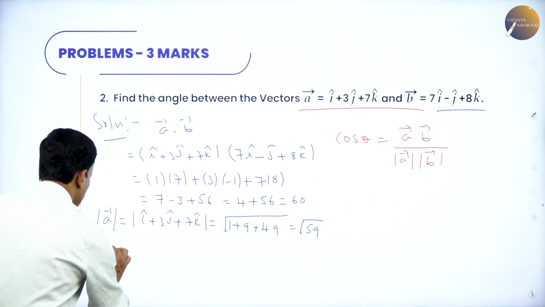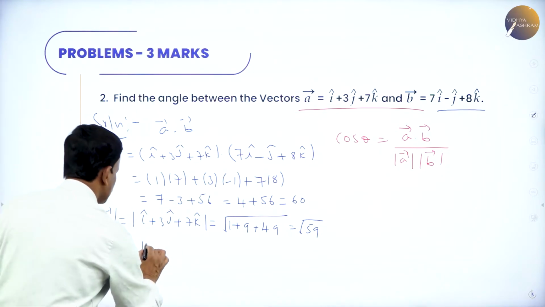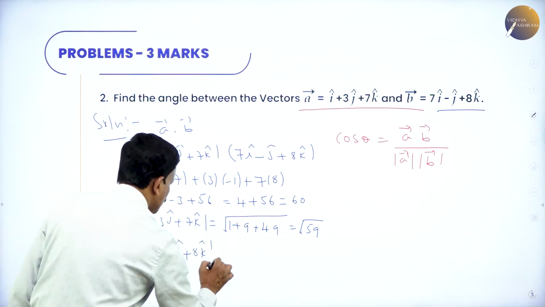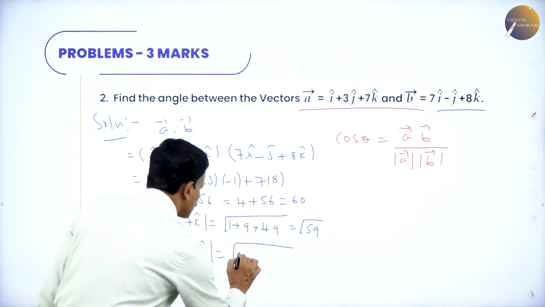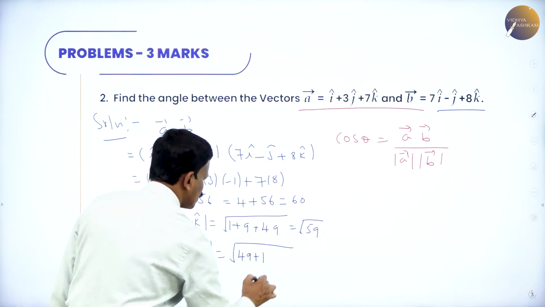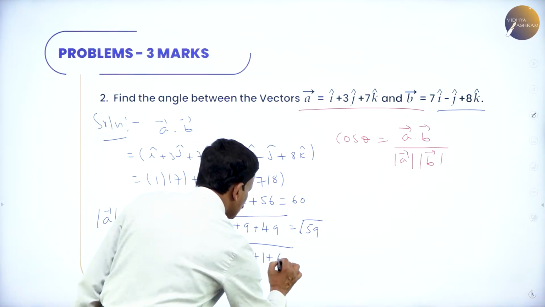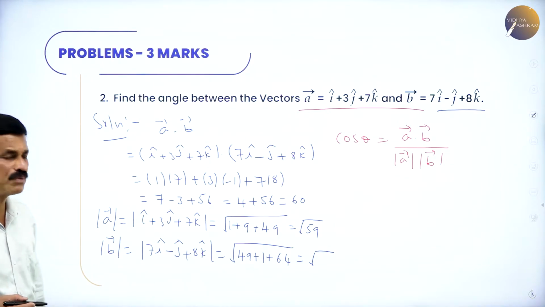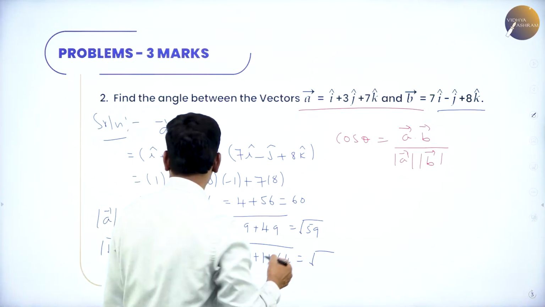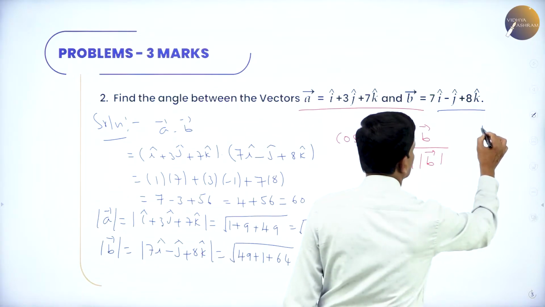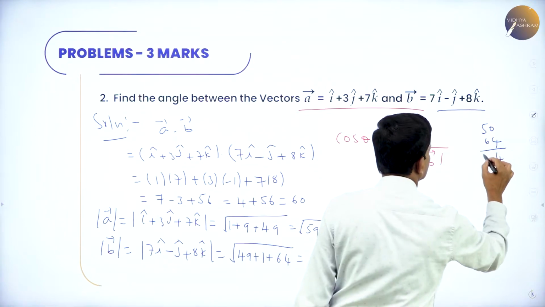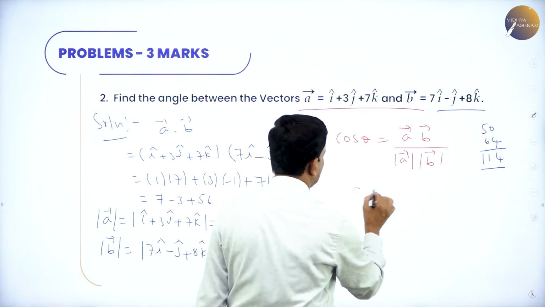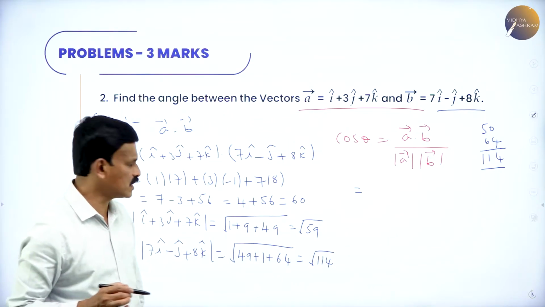Now length of vector B. Magnitude of 7i minus j plus 8k cap. This is equal to square root of 7 sevens are 49 plus minus 1 square is 1 plus 8 eights are 64. So this is equal to 49 plus 1 is 50. 50 plus 64. Add this. 50 plus 64, you will get 114.